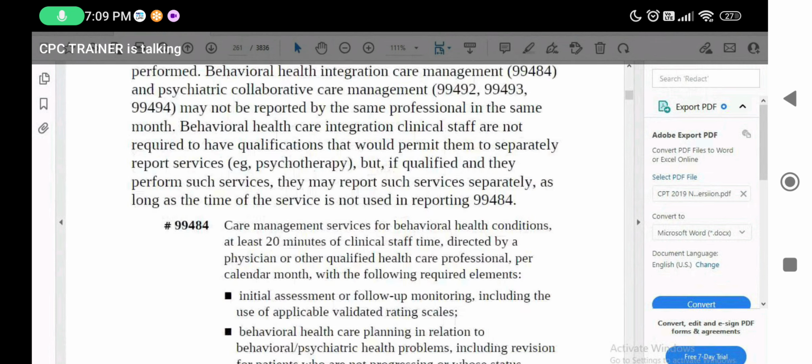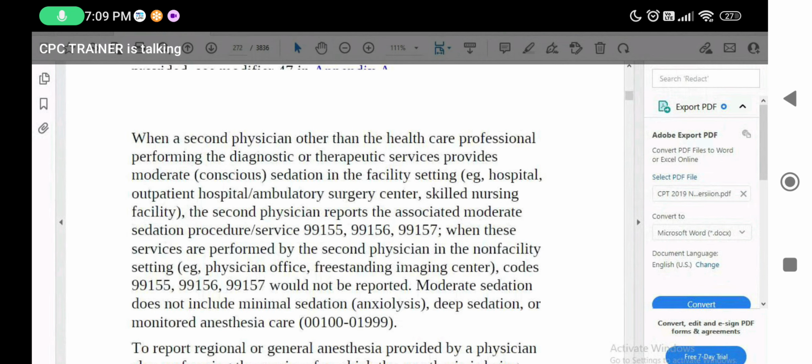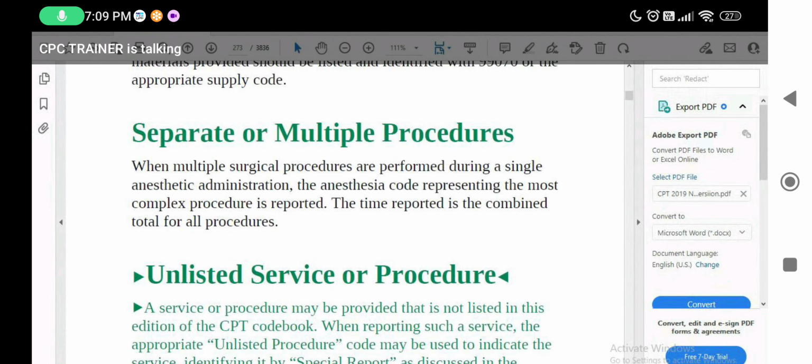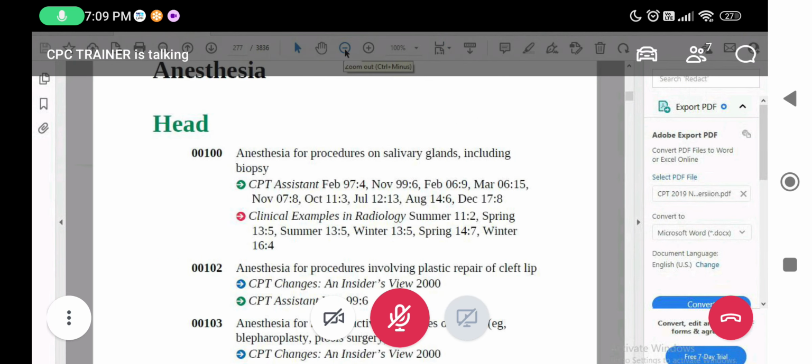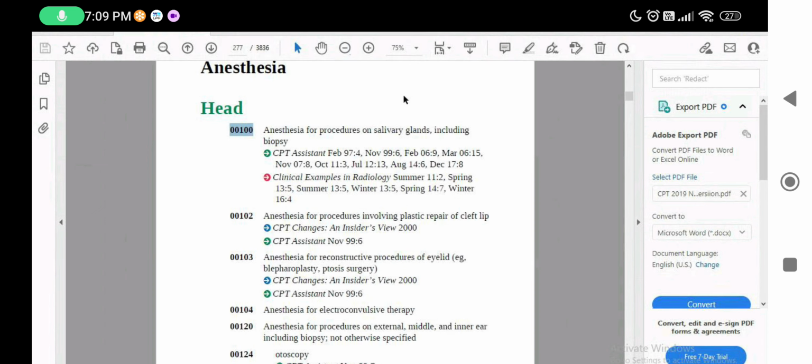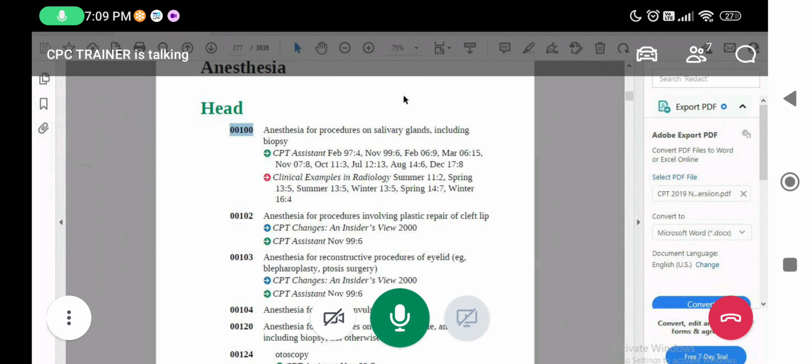Okay, right. You see the screen. After the 99 series, is it visible, guys? The heading is anesthesia, and the codes start with 0, like 0000. Is the screen visible to everyone? Yes, sir.